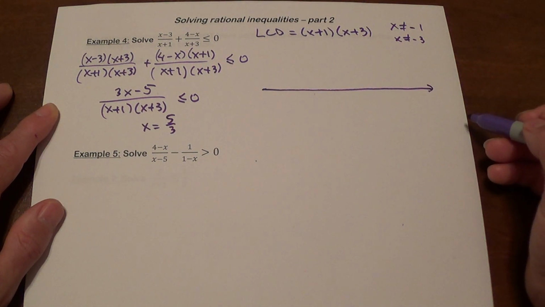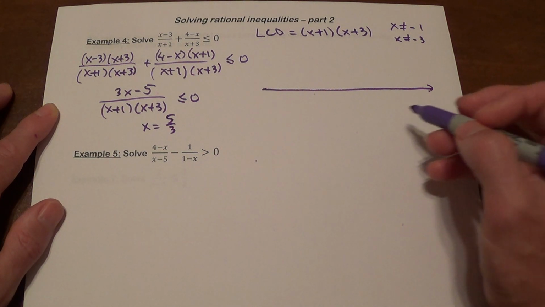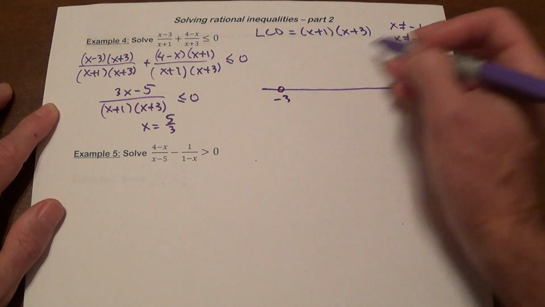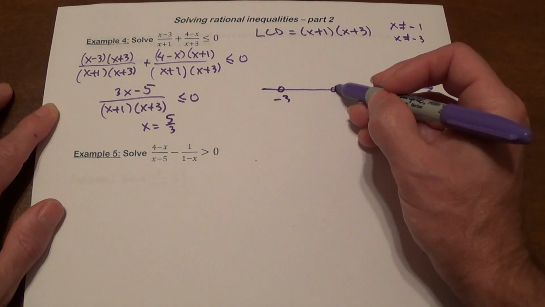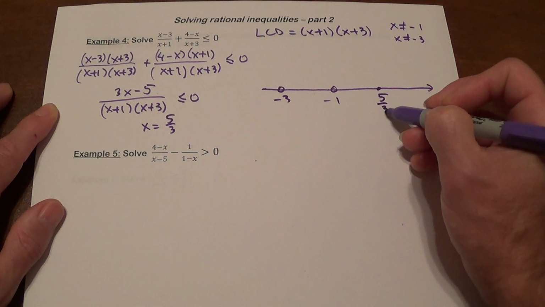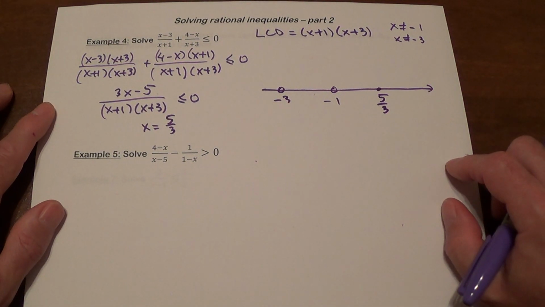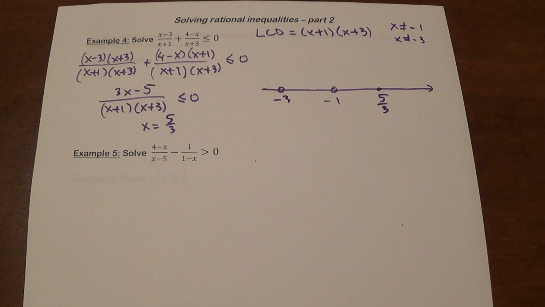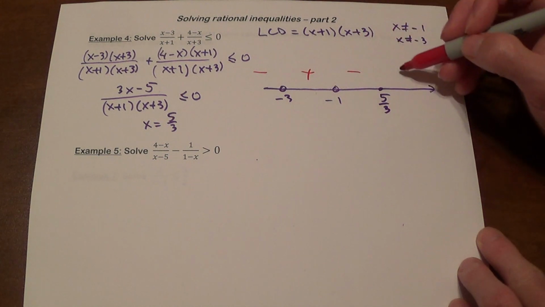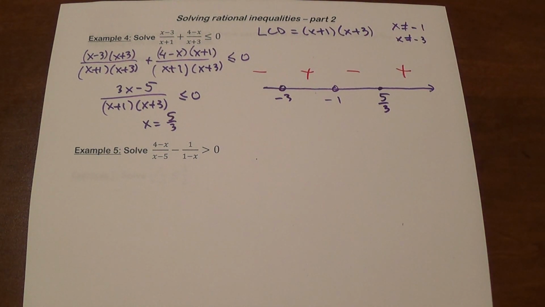Alright, so we got 3 values. We're going to plot them. So we have negative 3, which is open because it's an excluded value, negative 1, and then 5/3, which that value is fine. We're checking the signs. The signs are going to be, here is going to be minus, here is going to be plus, here is going to be minus, and plus here.